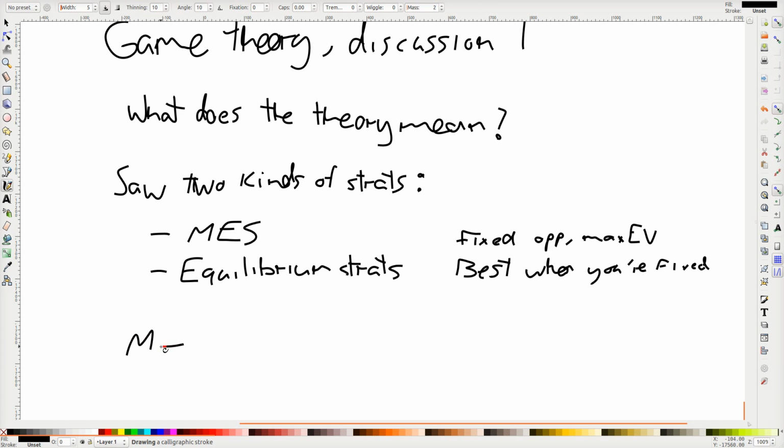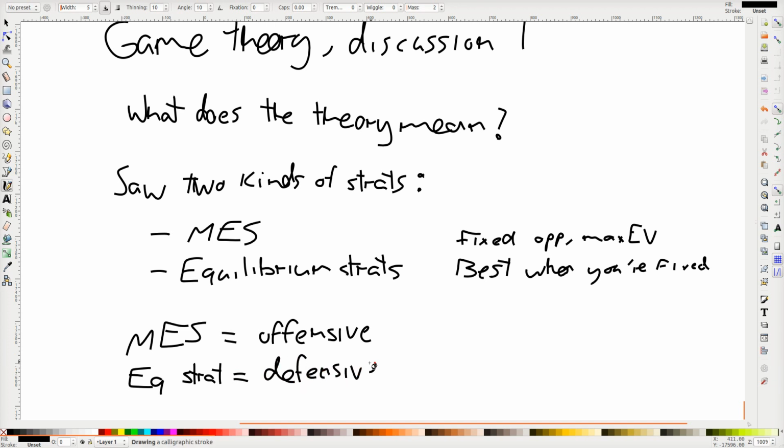Really, the way I think about it is that a maximally exploitative strategy is offensive, as in it's an attack on your opponent. You know what your opponent's going to do, and you're going to take advantage of them. An equilibrium strat I think of as being defensive. So what that means is that I don't know what my opponent's doing, but they might know what I'm doing. I should play an equilibrium strategy to be safe. And that's how I think about it.